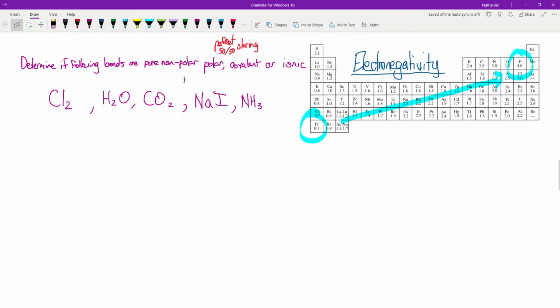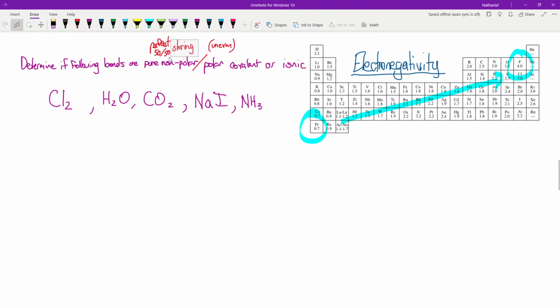So pure non-polar, polar, covalent. So those are two types of covalent, right? Or ionic. Okay, so perfect 50-50 sharing is pure non-polar. Non-polar means no poles, no two different ends, right? No winner loser. Those are the poles in this world. Polar means uneven sharing. That's all that means. So you can tell who's winning, who's losing. Poles, you can tell who's the North Pole, who's the South Pole, who's the winning pole, who's the losing pole. Okay? And covalent means sharing.